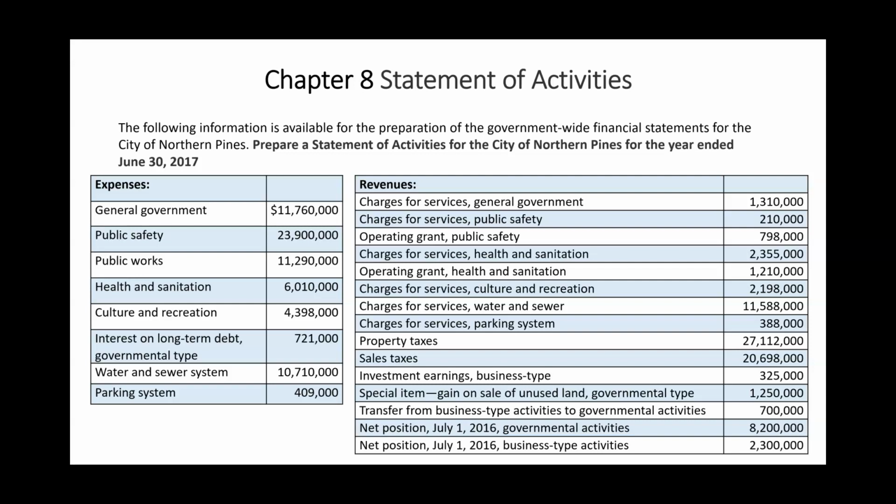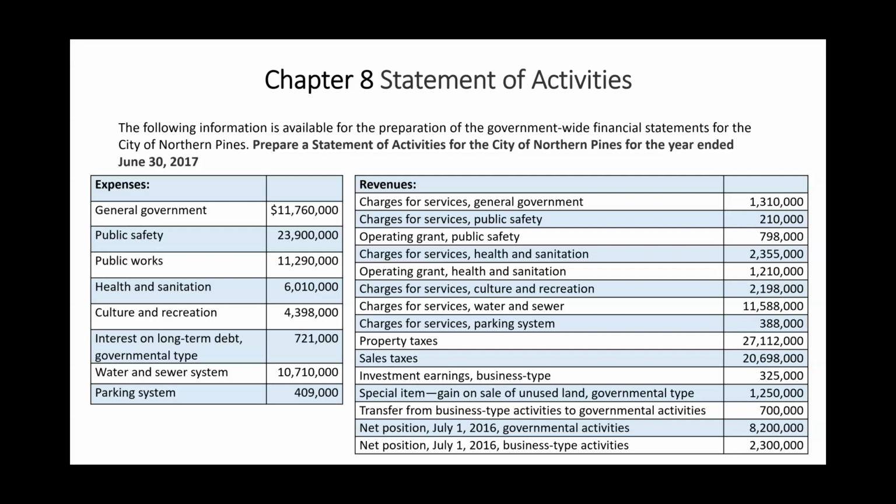So let's take a look at the fact pattern here. We're going to use the facts that are given to us to prepare a statement of activities for Northern Pines for the year ended June 30th, 2017. Okay, so here we can see a list of expenses. We're going to see general government, public safety, public works, health and sanitation, so on and so forth. And then we're going to see our revenues, charges for services for general government, charges for services, public safety, operating grant for public safety. Now, we know that charges for services and operating grant, those are program revenues, right? So keep that in mind while you're going through this.